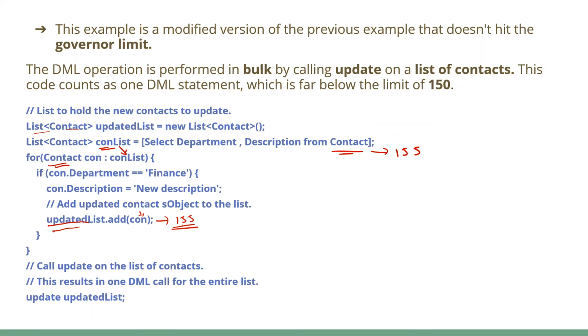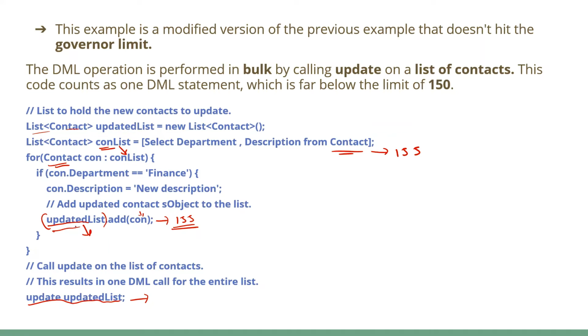155 contacts will be added to that list, and now we will just run. So this particular list we have now, the update list. In this list we have all the updated contacts. Now we are just running one DML statement, that is this. For example, now we are running this one DML statement. In that we are mentioning the updated list.